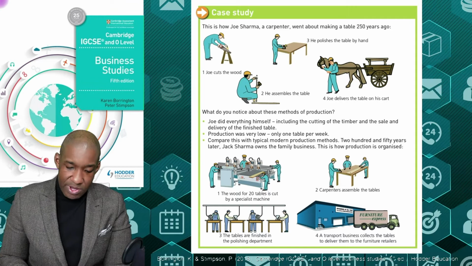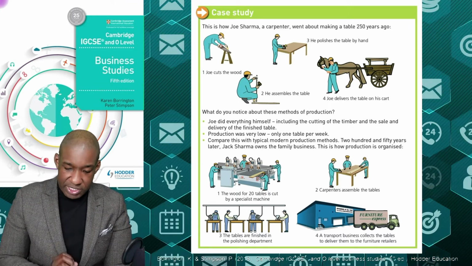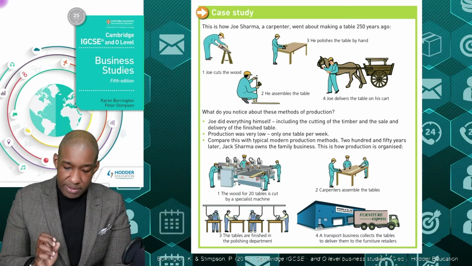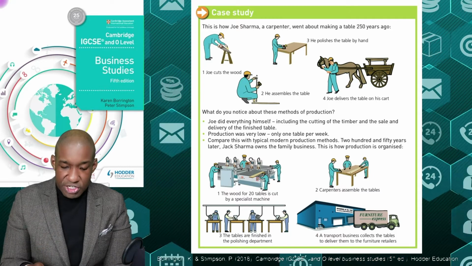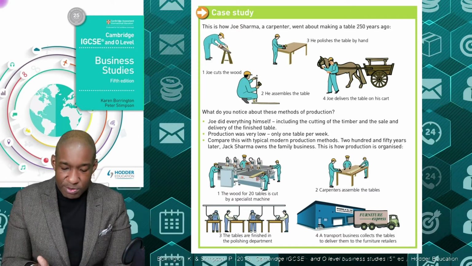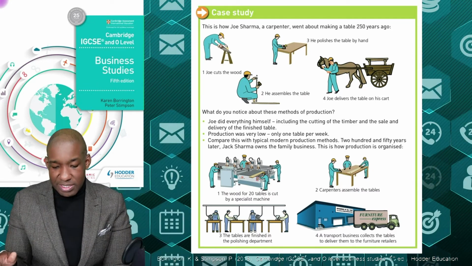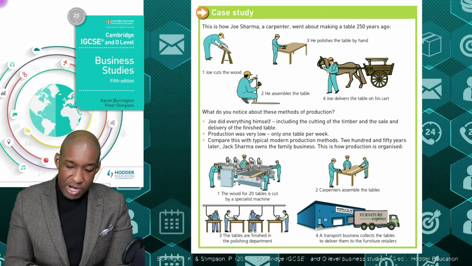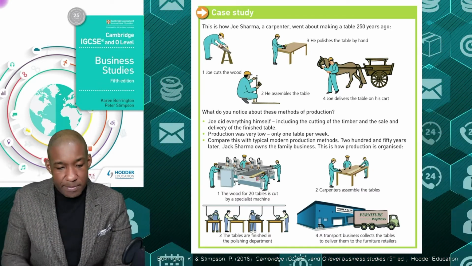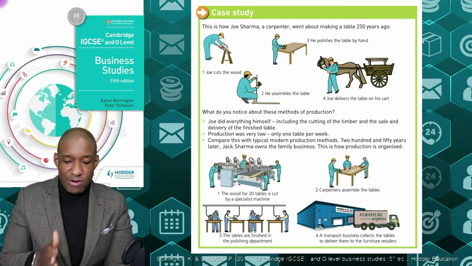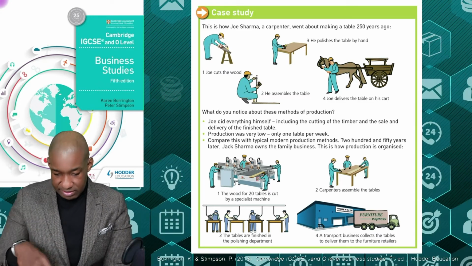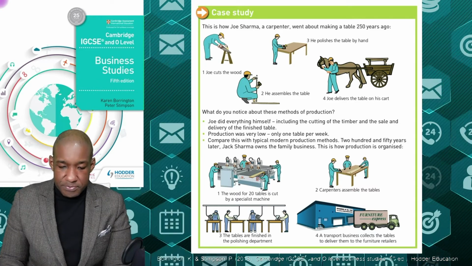So you can see how by specializing with a specialist machine, everybody working in the polishing department, that's what they do. They focus on polishing. They have carpenters that just focus on assembling the tables. You have delivery drivers that just focus on the driving. Everybody specializes in their own part of this table making operation.